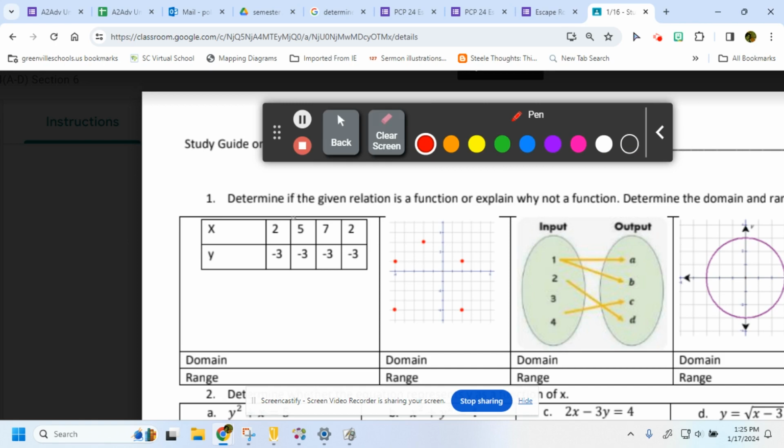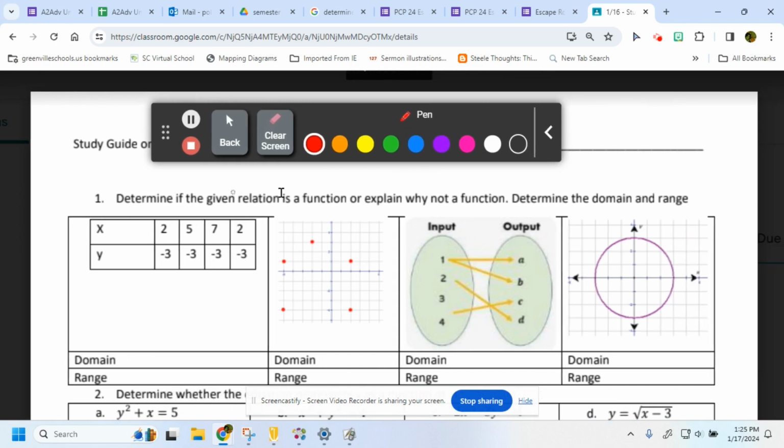So determine if the given relation is a function and explain why not a function. Determine the domain and range. Here you look at the x value. There's an x repeated, the 2 and the 2 on the x value on your input. So therefore, this is not a function, okay?